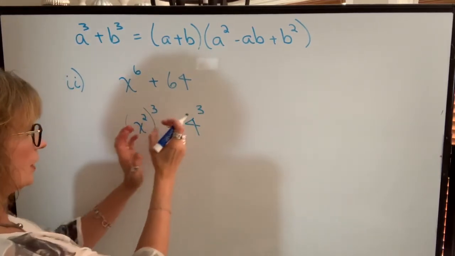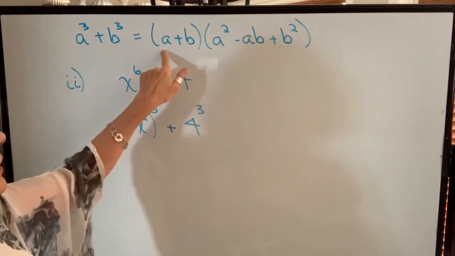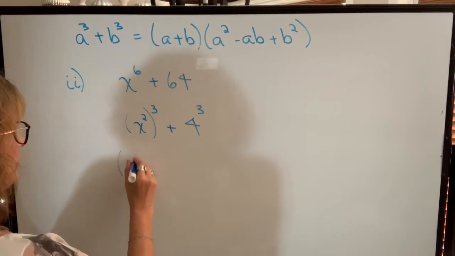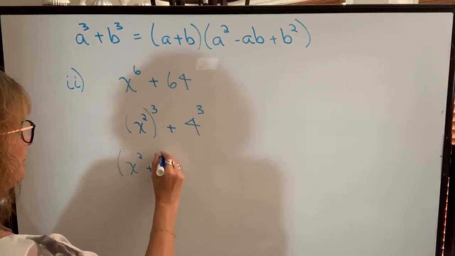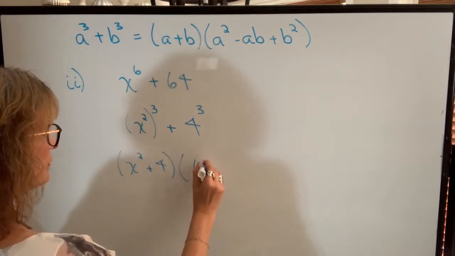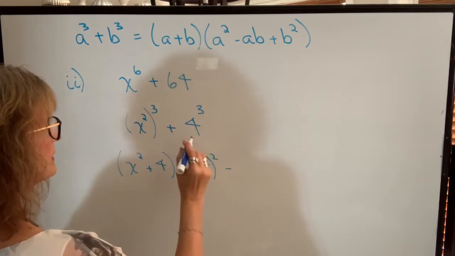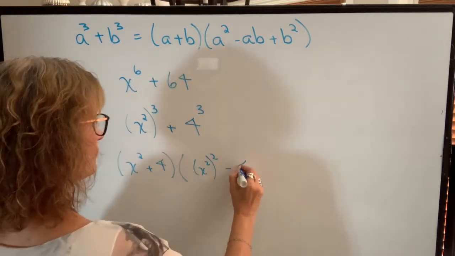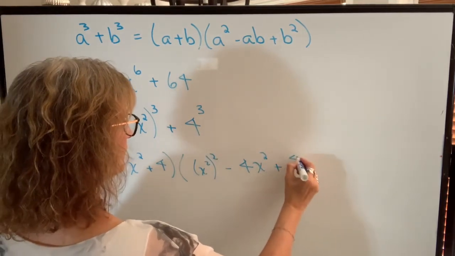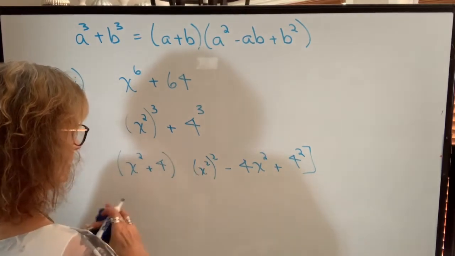So now that you've got it specifically written as a sum of cubes, now we can plug into our pattern. So this factors to x squared plus 4 times a squared, so x squared squared, minus a times b, so 4x squared, plus b squared, 4 squared. Sorry, I should have put a square bracket here again.